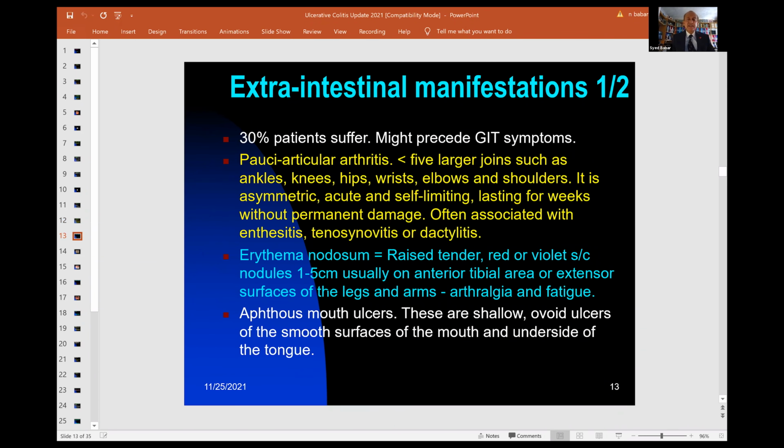The extra-intestinal manifestations occur in about 30% of the patients, and these might precede the development of colonic symptoms and signs. So there would be major joint non-weight-bearing articular arthritis, such as finger, ankles, knees, hips, wrists, elbows, and shoulders. But as opposed to rheumatoid arthritis, these have asymmetric involvement. They are acute in onset, and they resolve on their own without leaving any permanent joint damage.